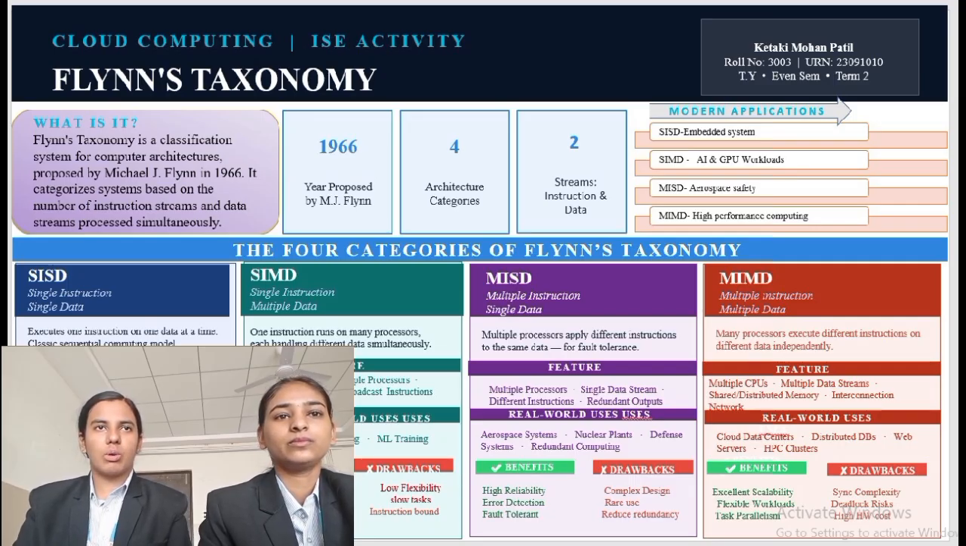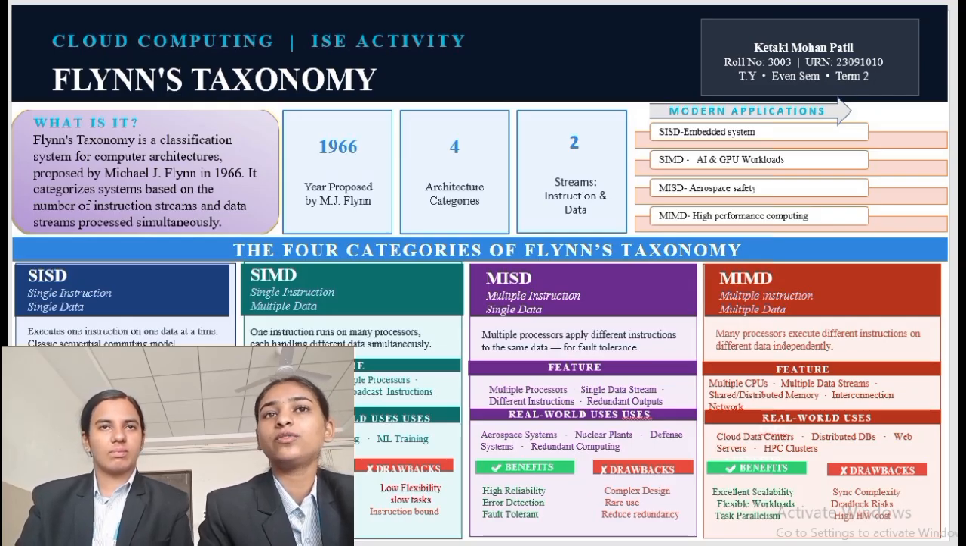So as per the information you gave us, I think this is what makes cloud computing possible. Exactly. Without MIMD, that is multiple instruction and multiple data, modern cloud systems wouldn't exist. So it is one of the important architectures among all the Flynn taxonomy architectures.